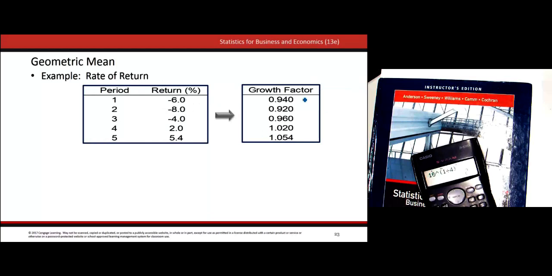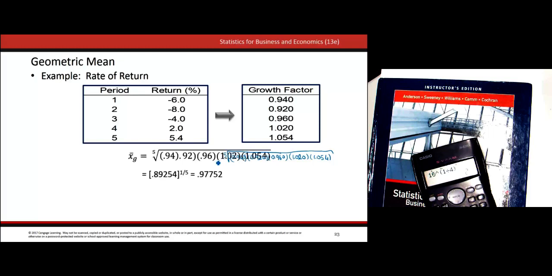So how can we calculate the geometric mean of these values? We multiply those, 0.94 and so on, and take the fifth root, because we have 5 observations.